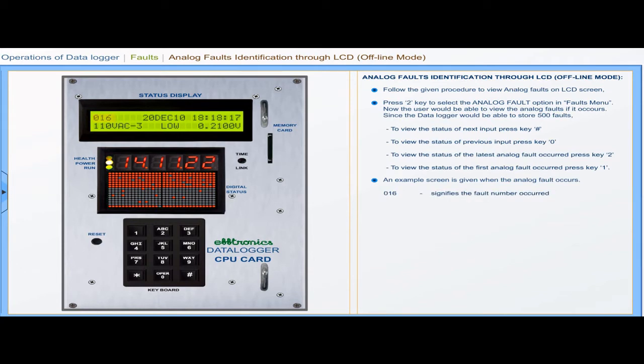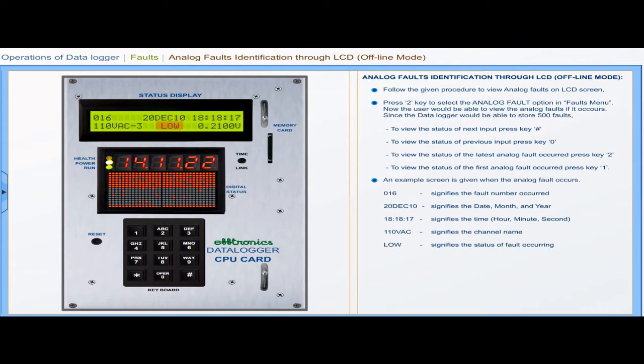016 signifies the fault number occurred. 20DEC10 signifies the date, month and year. 1817 signifies the time, hour, minute, second. 110 VAC signifies the channel name. LOW signifies the status of the fault occurring.